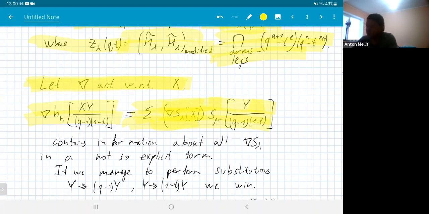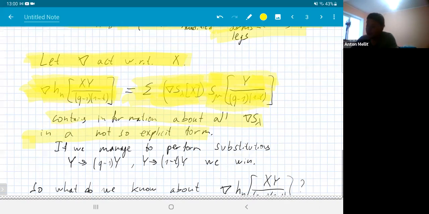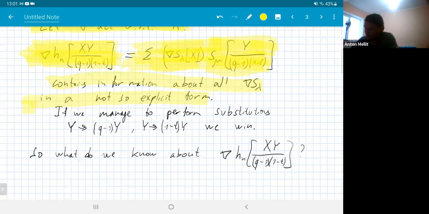So you convert the problem of computing Nabla of S lambda into the problem of expanding the same function, in two sets of variables, into different bases. If you know Nabla of Hn in some form, then it contains information about all Nabla of S lambda, but not in a very explicit form, because the coefficients of the expansion are these S mu of y over q minus 1 minus c, which you don't know somehow. That's the logic.